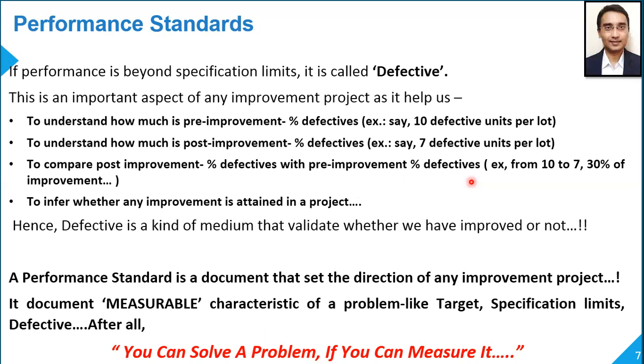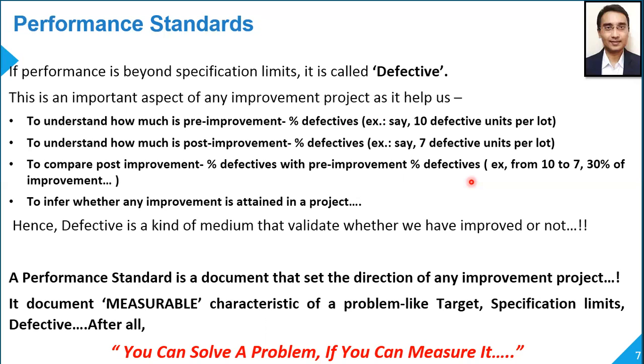With the improvement project, if we reach 70 from 87 as the number of non-compliant shifts, we have achieved a 20% improvement. Now, how can we understand whether we have improved or reduced the number of non-compliant shifts or not? We can do this based on the definition of defective. That is the power of defective.